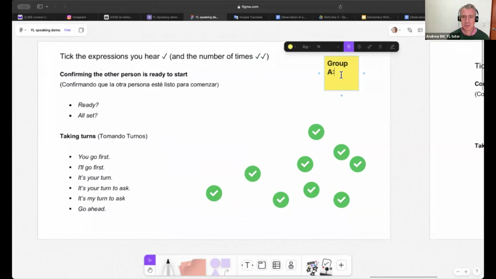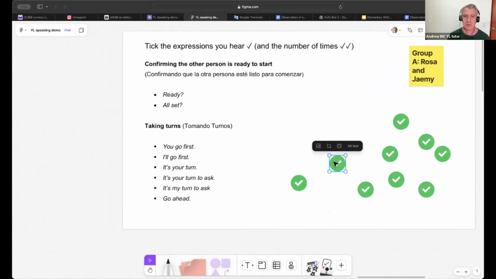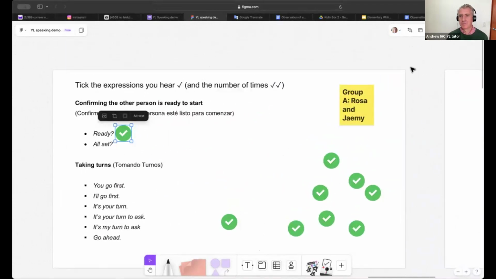So let's have Rosa and Jamie work on this one. I'll work with Rebecca on the second one. Okay, see if you can move the palomitas, because you need to put them in to indicate that you've heard them. There's the link again. Let's begin.